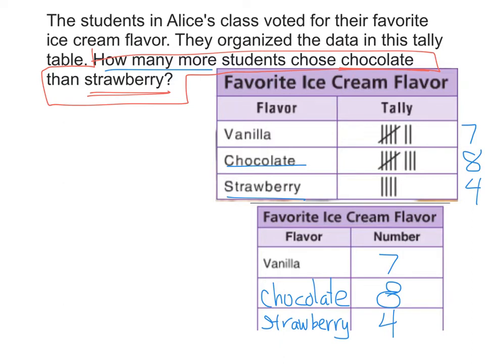So how would these numbers help us find how many more students chose chocolate than strawberry? We would simply use the numbers to subtract. And those numbers would be, well, 8 students chose chocolate as their favorite, and 4 students chose strawberry as their favorite. And the difference between 8 and 4 equals 4.